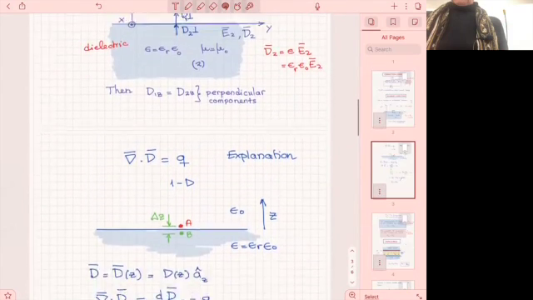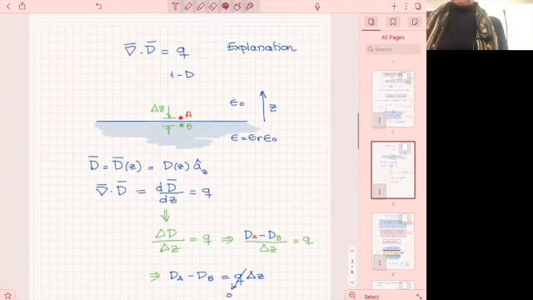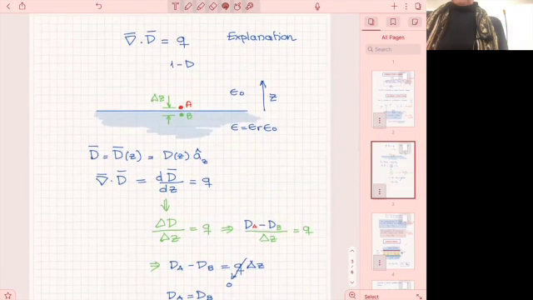Are they going to be continuous or are they going to be something different? If the perpendicular components of D are continuous, all right, this is D1, and let's take the perpendicular here, and then this is D2. How much is D1?